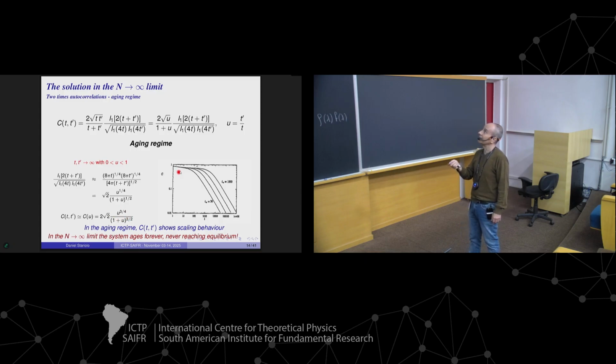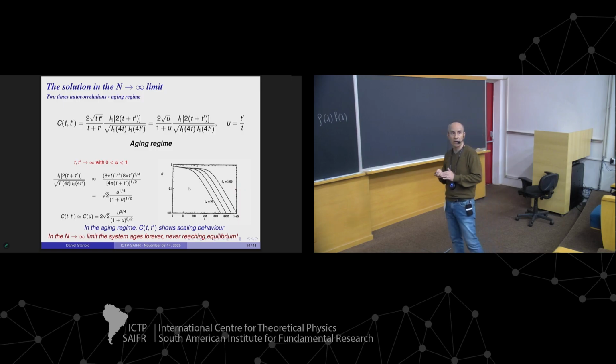And this, if we plot this, we will obtain these different curves, the different relaxation curves for different waiting times. This is increasing waiting times. You see that they are parallel to each other. That is a signal that there is a scaling. So if we plot c against u instead of tau, all these curves would collapse onto each other because c is a function of u only. So this is the aging regime.